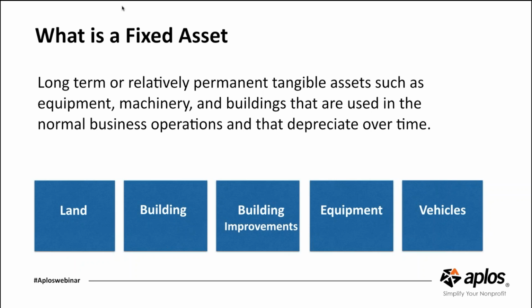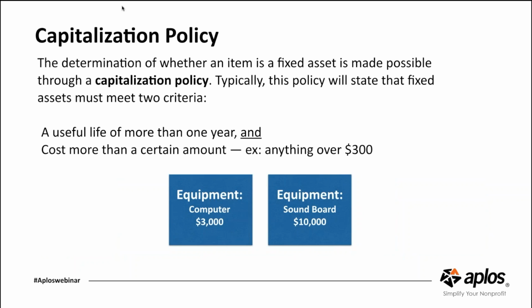Then you have equipment, like I said, the soundboard or video equipment or really any kind of equipment. And then you've got vehicles. So those are kind of some broad categories of what could be considered a fixed asset.